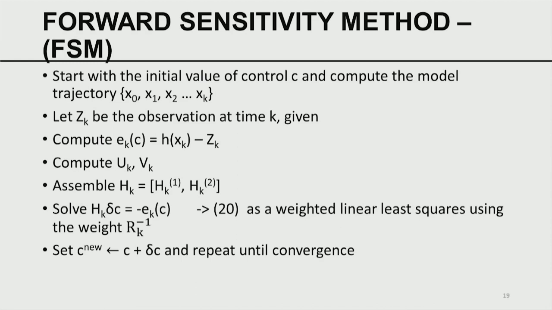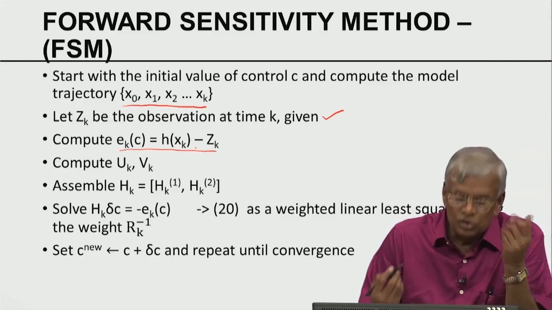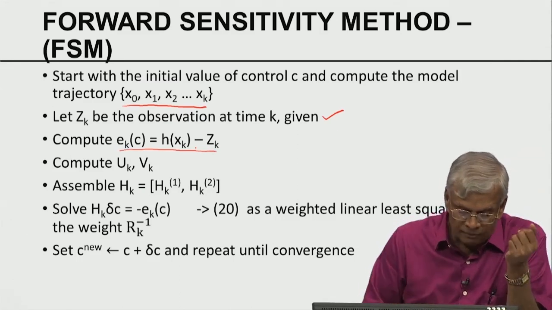So, I am going to talk about an algorithm which is called the forward sensitivity method. FSM is an acronym. Start with the initial value of the control C. Compute the model trajectory x naught through xk. Let zk be the observation at time k that is given to you. Compute the error which is h of xk. So, you know h. You know xk. So, you know h of xk minus z is the error.